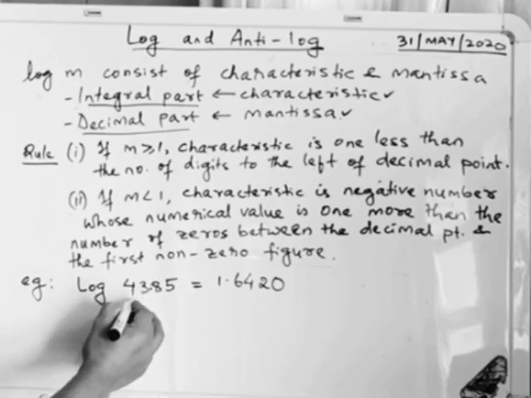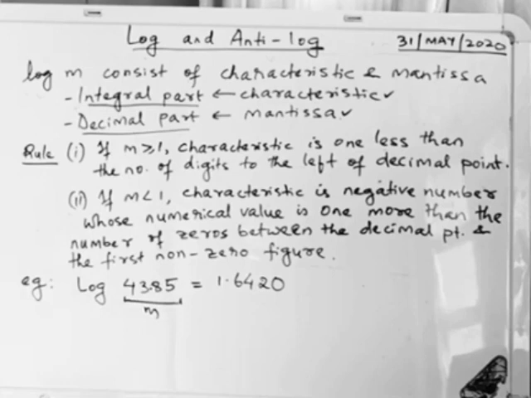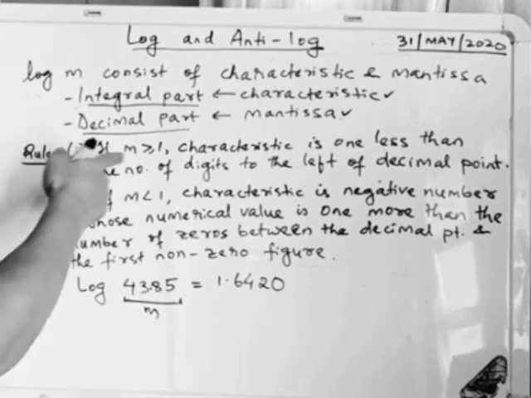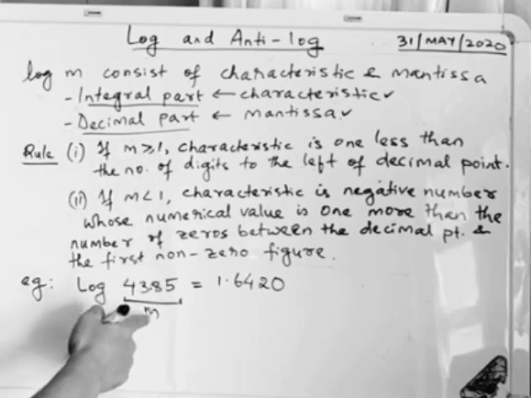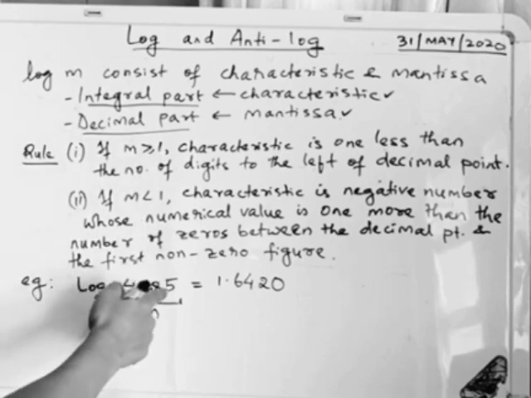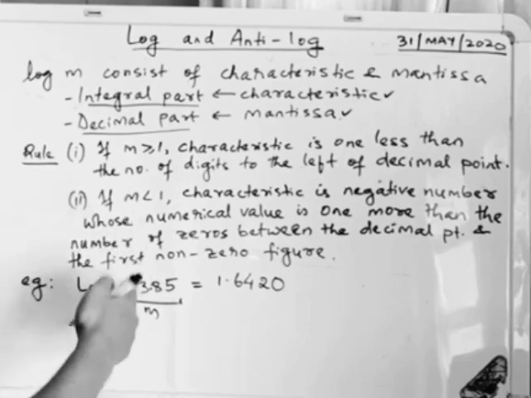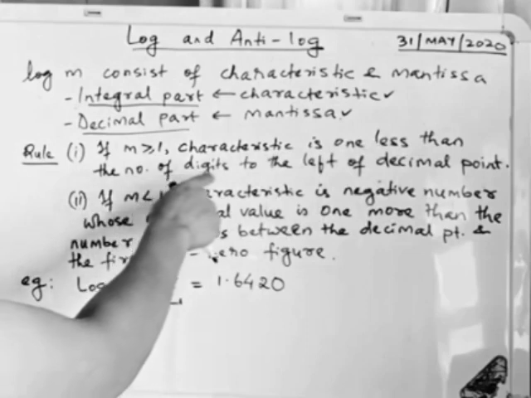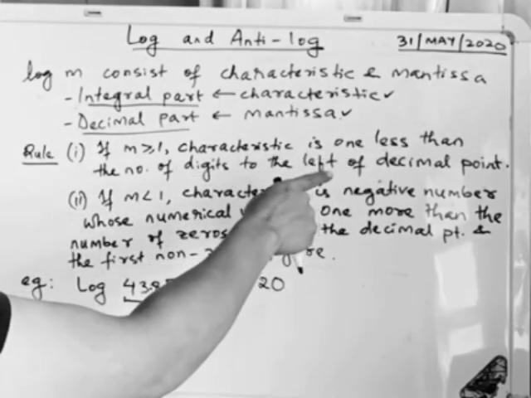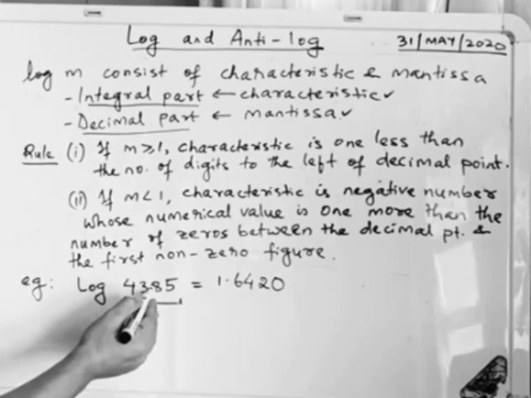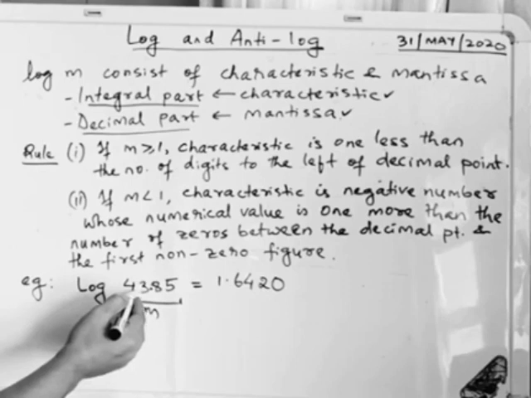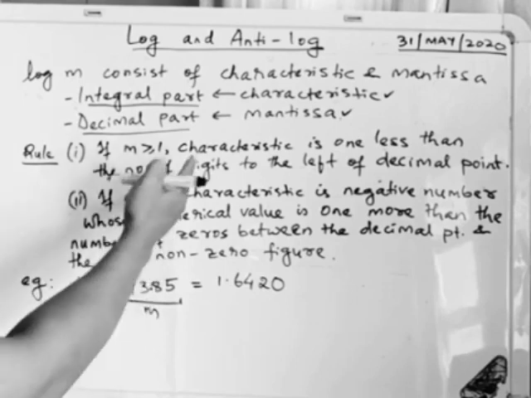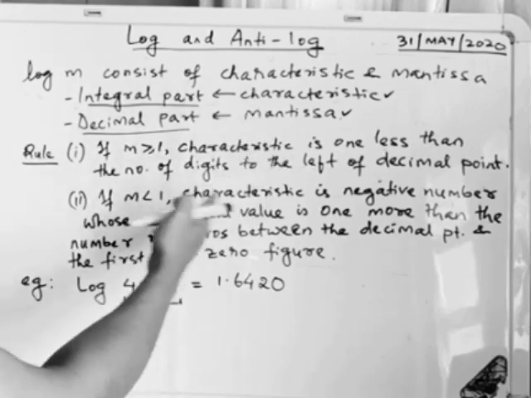Here, this is m. 43.85 is m. Rule number 1: if m is greater than or equal to 1, here we see that 43.85 is clearly greater than 1. Then the characteristic is 1 less than the number of digits to the left of the decimal point. Where is the decimal point? The decimal point is here. To the left of the decimal point, how many digits are there? Digit 1 and digit 2. So that means the characteristic should be 1 less than the number.